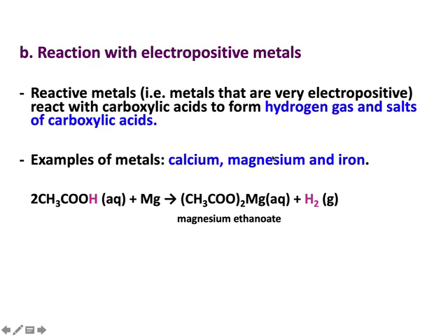Next is the reaction with electropositive metals. This reaction, formation of salt, involves a reactive metal. We use calcium, magnesium and iron. Carboxylic acid reacts with the reactive metal to produce magnesium ethanoate. This product is slightly reactive.